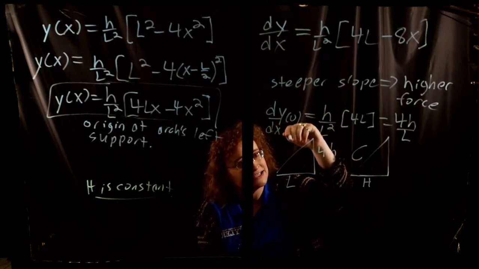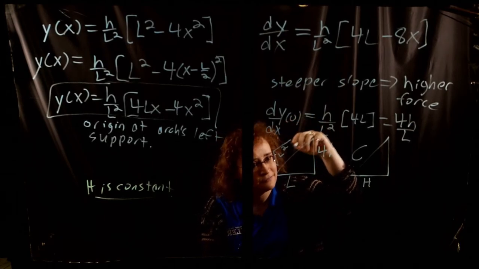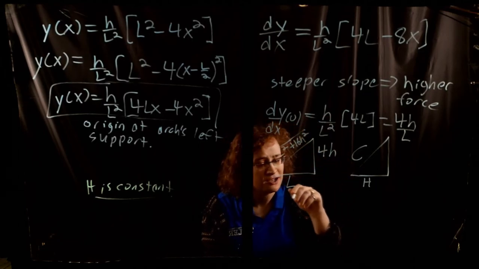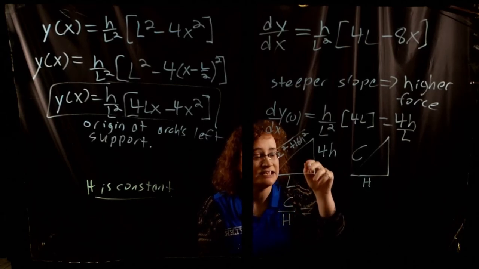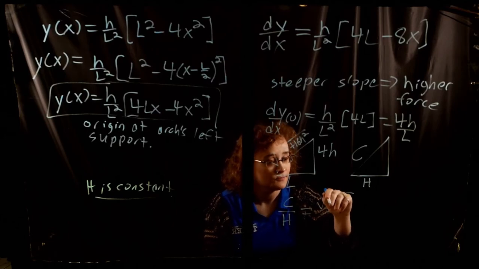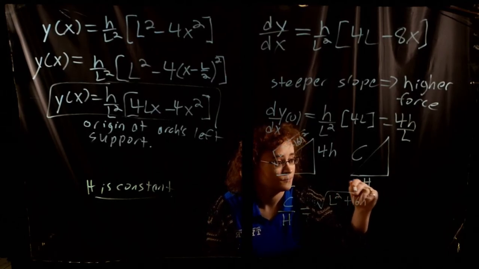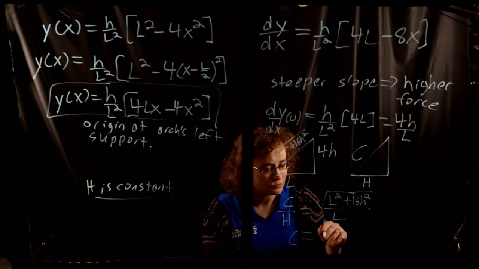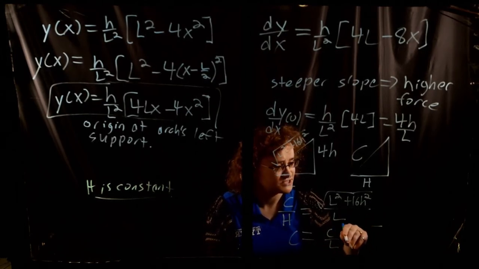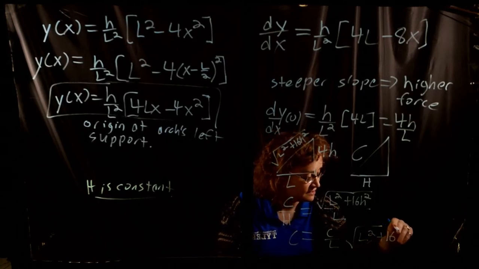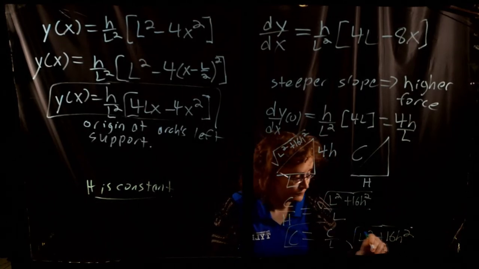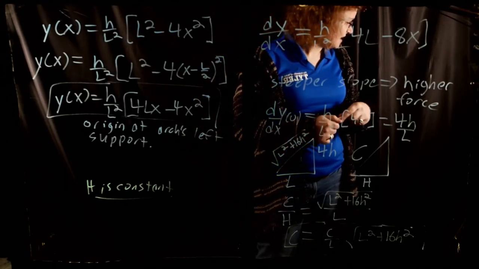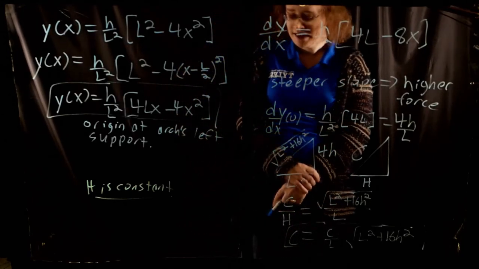So I could get this as, let's see, that would be, by Pythagorean theorem, the square root of L squared plus 16H squared. So then I could simply apply similar triangles and say C over H is equal to the square root of L squared plus 16H squared over L, or simply C equals H over L times the square root of L squared plus 16H squared. Like so. And again, I could then substitute in the values for my geometry, and I could in turn calculate the maximum compressive force at that location.